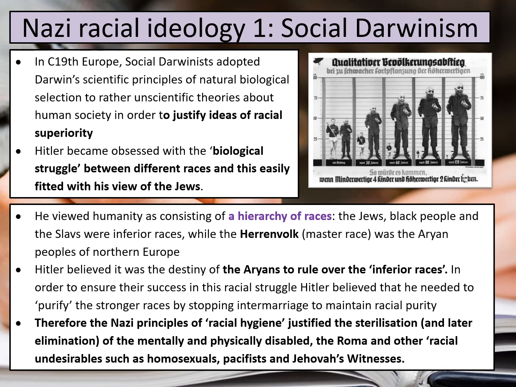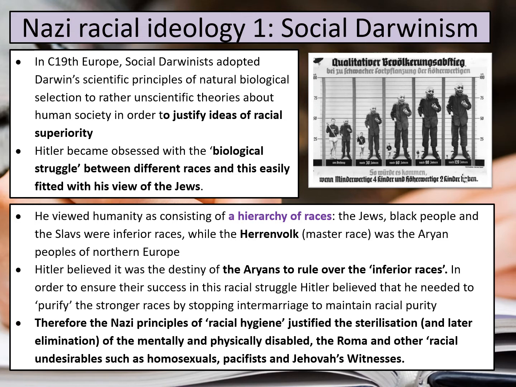So first of all, we're going to think about this element of social Darwinism. Now, this was something that was very popular across Europe throughout the 19th century, throughout the 1800s, because it was used to justify lots of different policies in lots of different countries, and it was even used to justify this idea of empire as well.